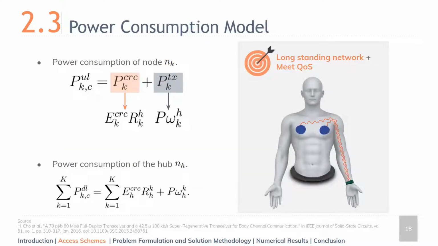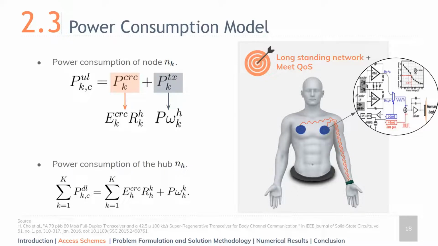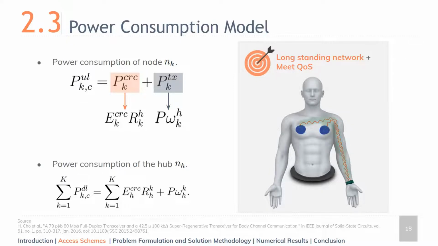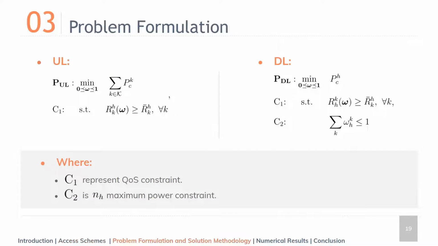Moving on, the main objective is to have long-standing networks that are capable of meeting the various quality of service, QoS, demands. And for that, we look into the power consumption in uplink and downlink, where the power consumption is contingent on two parts: the circuit power, which is a function of the energy efficiency of the transceiver itself, and the transmission power. And since we are focusing on the networking, we aim to minimize the transmission power.